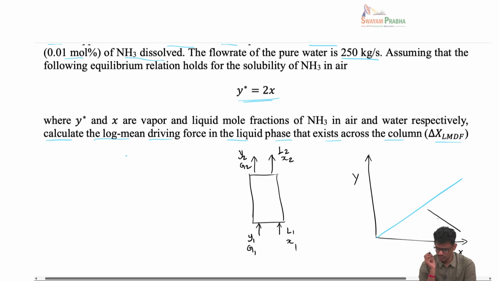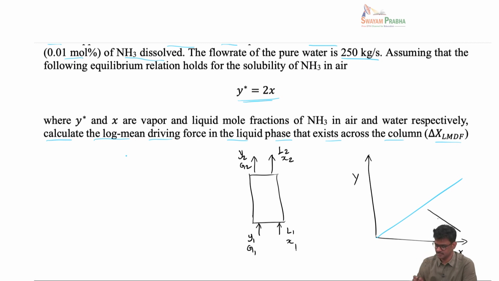Okay, so where will x1, y1 be in this plot? x1, y1 corresponds to L1 and G1. Where would that be? Is it going to be here or is it going to be here? And how do you decide that? So y1 is the smallest, right? And the x1 will be the highest. So that point should be somewhere here.